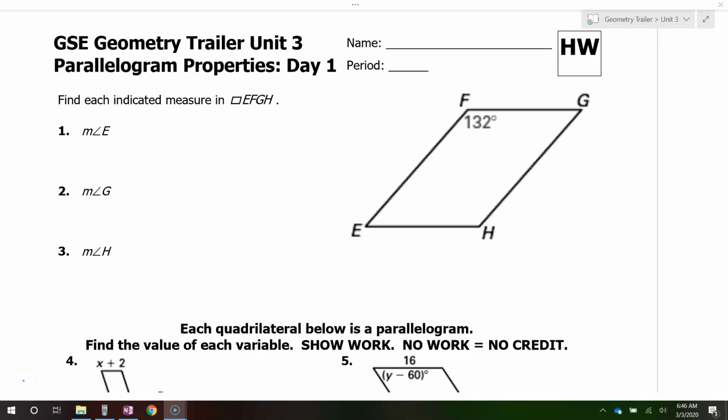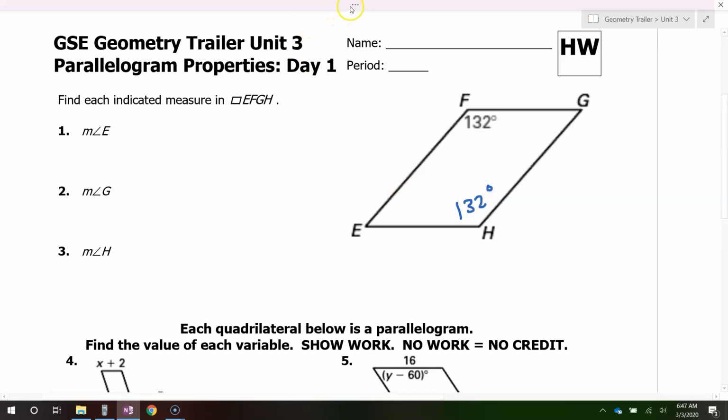In this video, I will teach you about the properties of parallelograms, and we will use those properties to find unknown angles and sides and variables. So the first property I want to remind you of is that opposite angles in a parallelogram are congruent. So angles F and H are opposite angles. So if this is 132, then this will be 132 degrees as well.